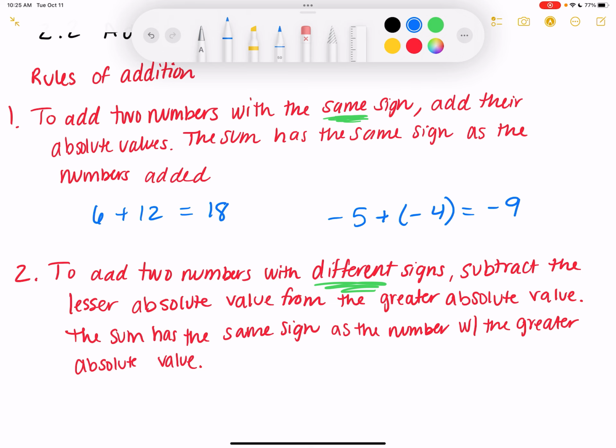So, meaning if I had something like -12 plus 6, what they would tell you to do is to subtract, ignore the negative sign, and subtract the 6 from the 12. So 12 minus 6 would be 6, and because 12 is the bigger number, the sign that's on 12 goes with it. Okay, so that would just be -6.